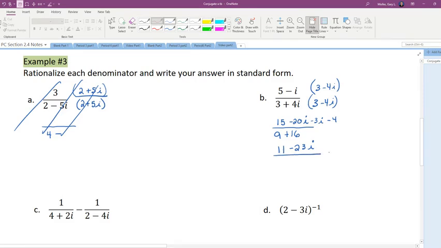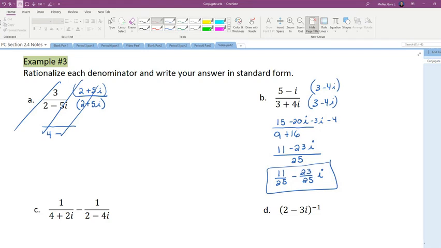over, is that right? Looks good. 9 plus 16 is 25. And so let's write it in standard form. 11 25ths is my real component minus 23 25ths i, and there's my imaginary component.